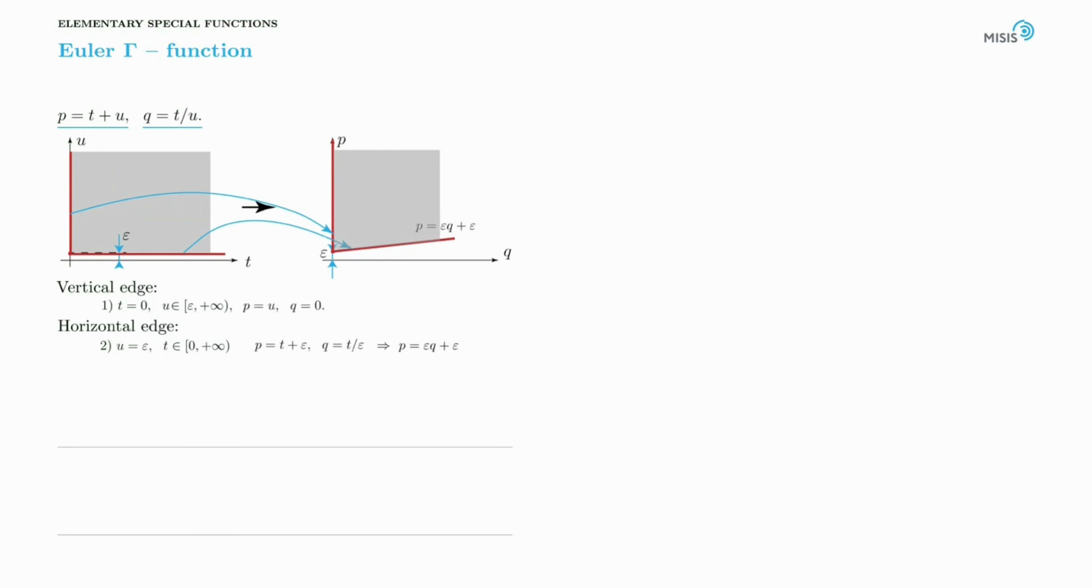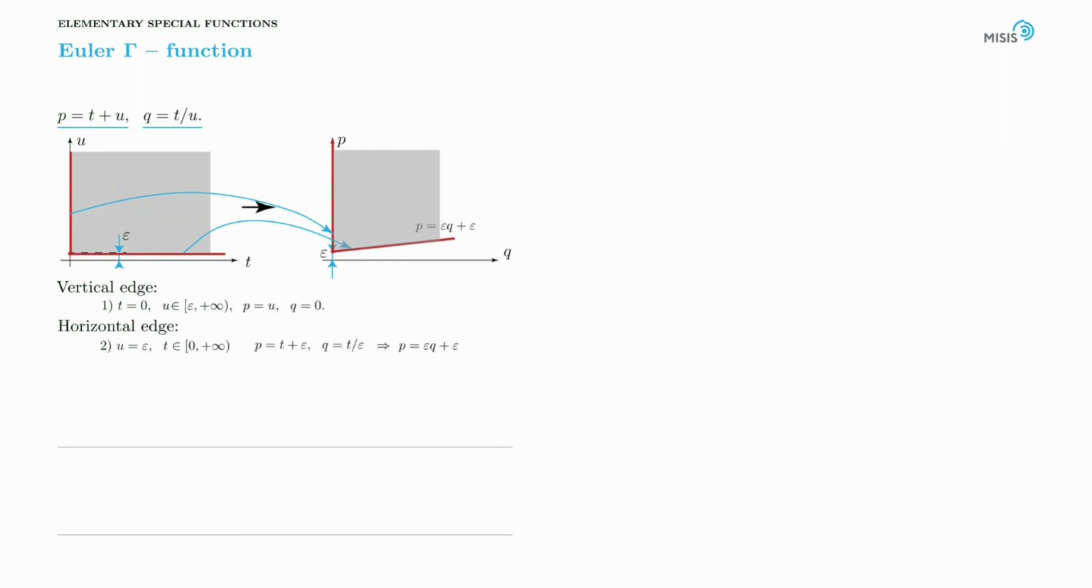As we see, our shift indeed helped. The infinity disappeared. Now we have just the parametric equation of a straight line. Excluding t, we get the equation for the line. It's p equal to epsilon q plus epsilon. So it is a slightly shifted upward, almost horizontal line with slope epsilon. And the angle between the two edges is almost 90 degrees.